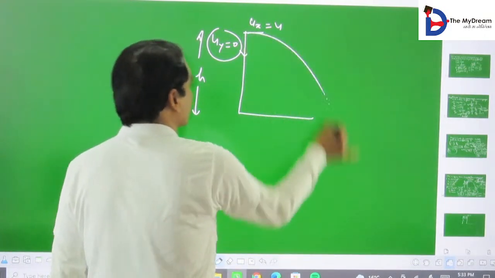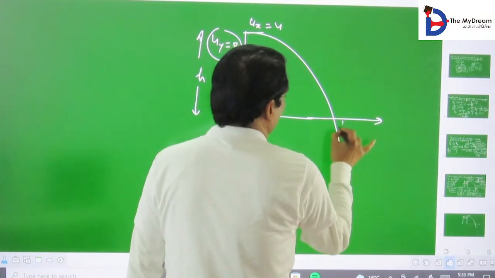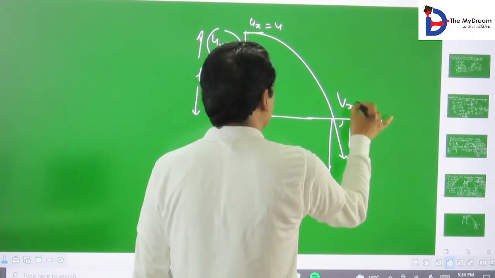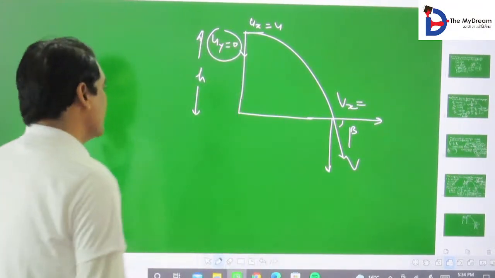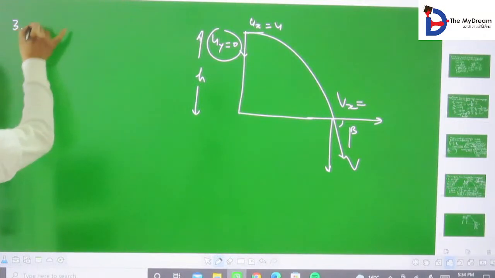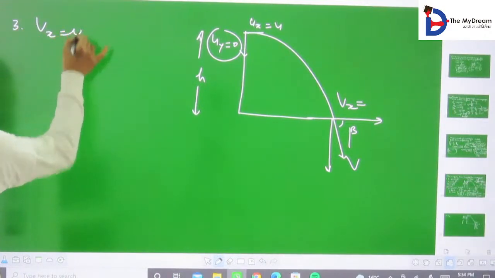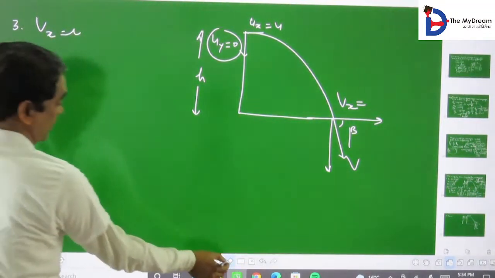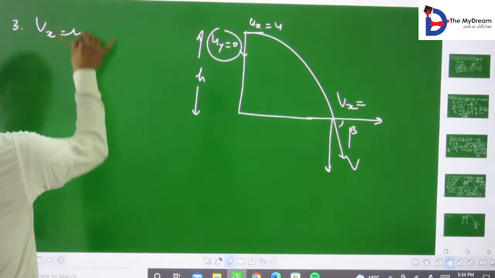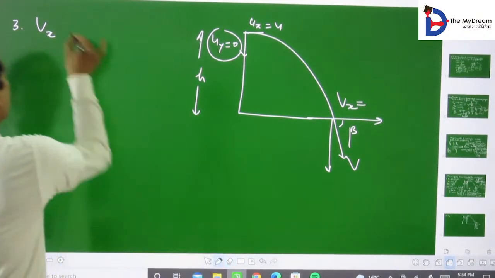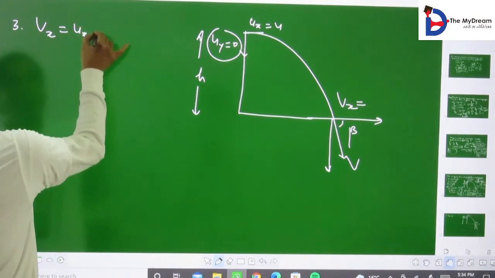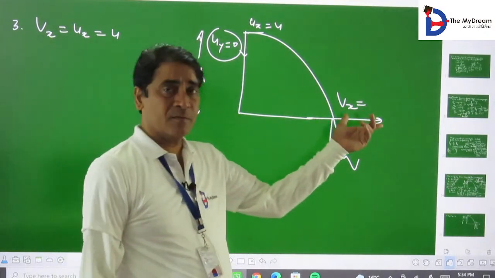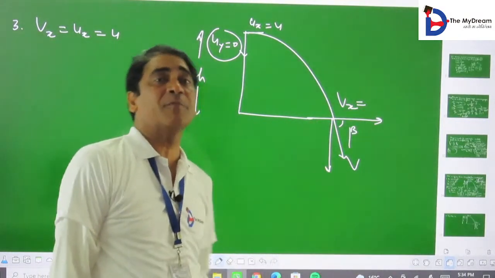नाउ this is beta, this is velocity v, vx. Third point, vx is equal to ux, which is equal to u. This is the final velocity on the horizontal component before striking the ground.